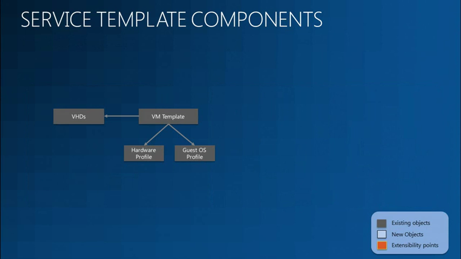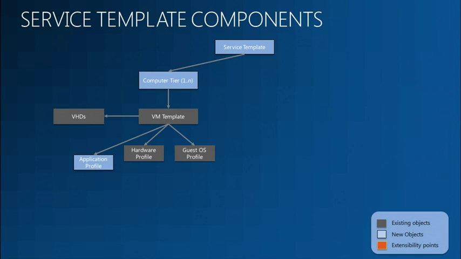So I'm going to walk through all the new components that we built as part of designing a service template. We have the existing objects from VMM 2008 R2, so VHDs, VM templates, hardware profile, guest OS profile. Those don't go anywhere. They're still available for use. We added a computer tier object. And a computer tier, again, is really just a VM template underneath the covers. And I can have multiple computer tiers in a particular service, so maybe a web tier and a data tier. We have, obviously, the service template that encapsulates all this.